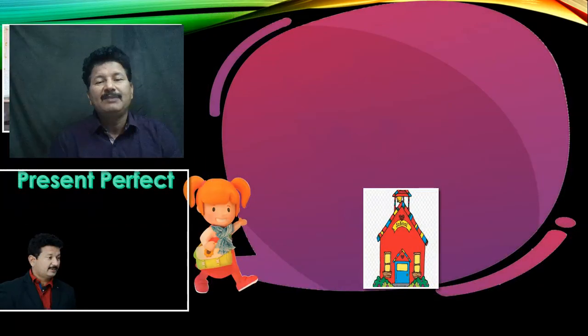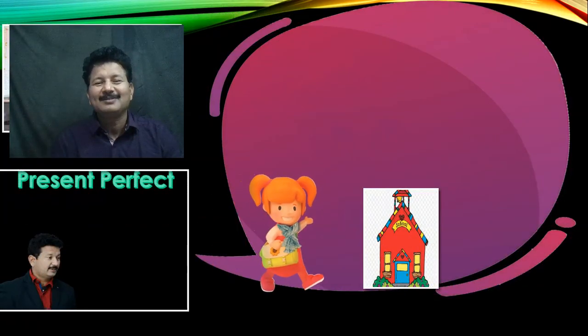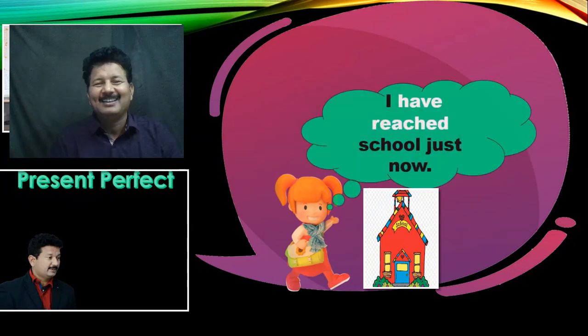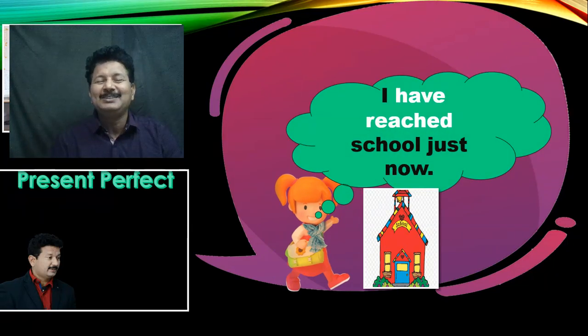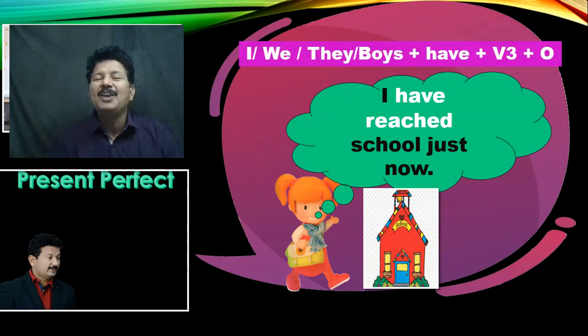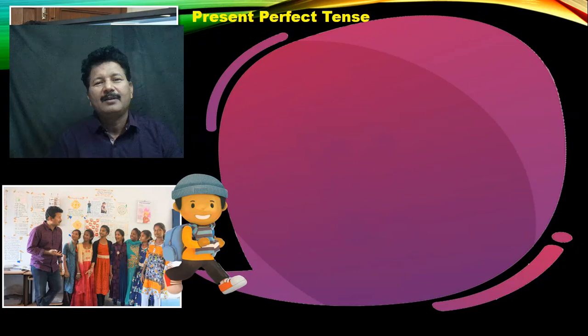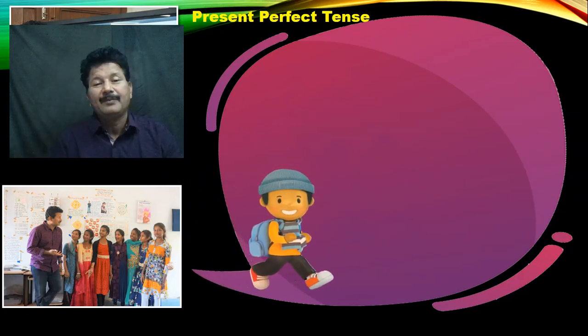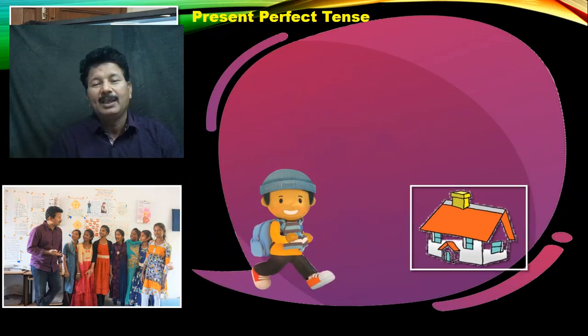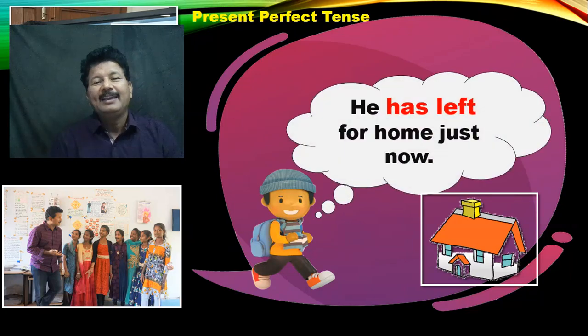Now we will see a few examples. Now look at this picture, right? So I have reached school just now. So the sentence pattern is I, we, they, boys, or any plural, we use have plus V3 plus object. And now let's look at another sentence pattern. Now look at the boy, right? He has left for home just now.